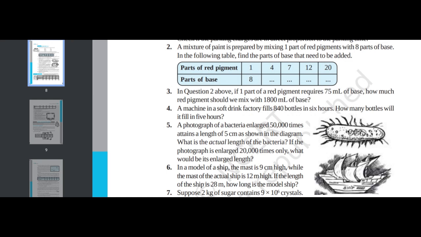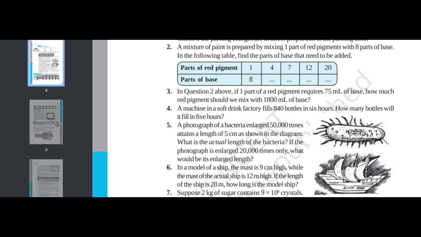5, 3. 5 for the 5,000, is it? And I don't have what is the 3? Where is the 3 value? 50,000, 5 centimeter and 20,000. What is the actual length of the bacteria if the photograph is enlarged 20,000 times only, and what would be its enlarged length? So simply I think we have only one value here, is it? Yes. 2 values, yes.